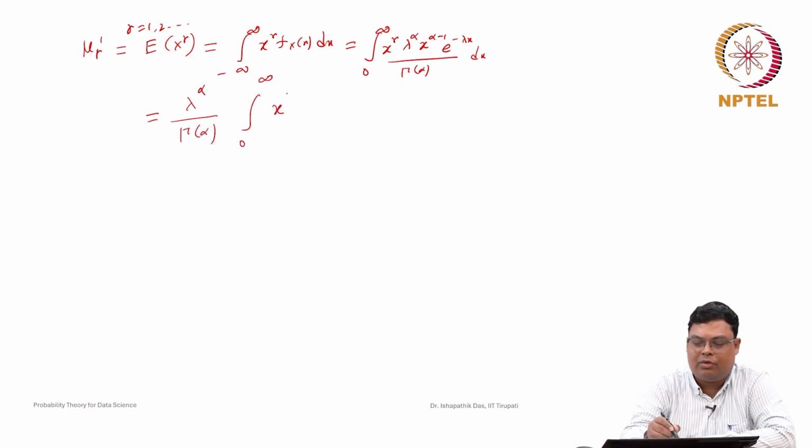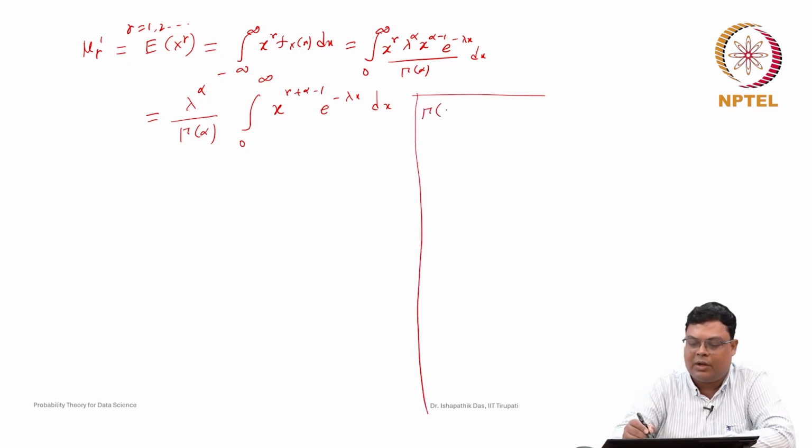So, it will be x to the power r plus alpha minus 1 e to the power of minus lambda x, gamma alpha already outside the interval, this is dx. Then we want to write this function in the form of a gamma function. The gamma function, we know that gamma alpha is nothing but the integral from 0 to infinity of x to the power alpha minus 1 e to the power of minus x dx.